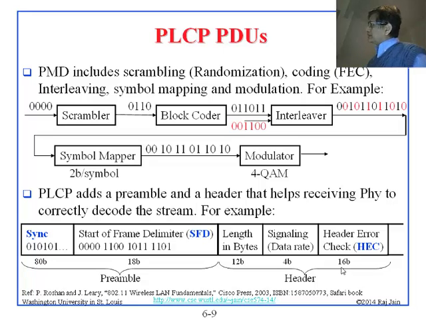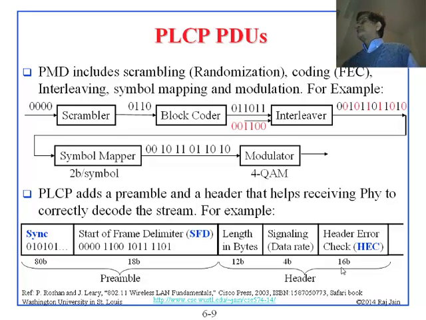Then there is length in bytes, 12 bits, signaling, data rate, 4 bits, and the head error check. So this is a CRC, 16-bit CRC, protecting what? It is protecting only these two 16 bits. So we have a 16-bit CRC and 16 bits of information. Alright? The reason it is such a strong CRC we need is because if you are wrong by the signaling data rate, the whole frame will be garbled. If you think it is 54 megabit and it is really 108 megabit, you won't get a single bit. So this is well protected by HEC.